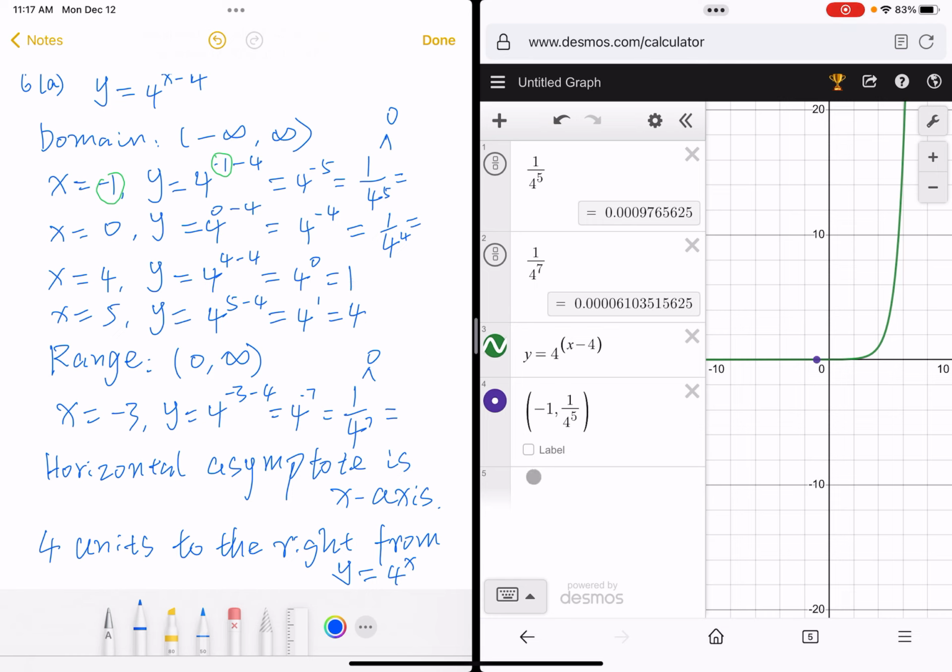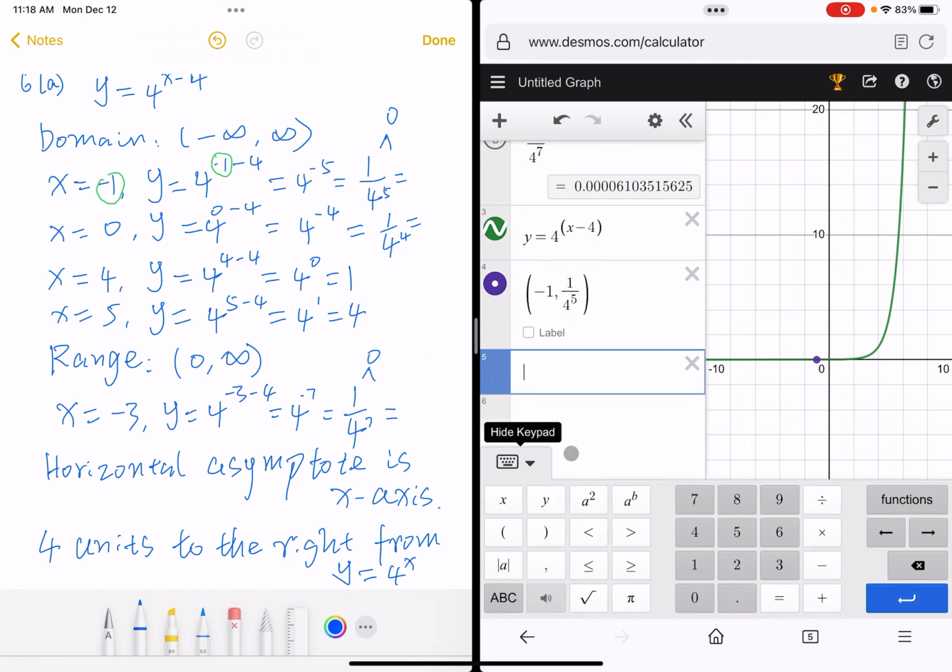So if you put here 4 comma 1, that would be this point. That's 4, because this is 2, this is 4. 4, 1 is right here.